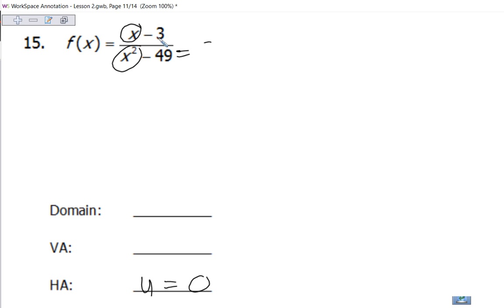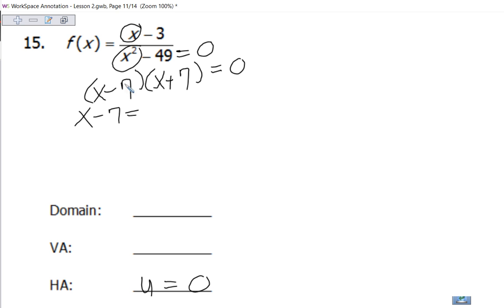Set the denominator equal to 0, and yes, that's a difference of squares. And when you square root those, what's the square root of x squared? So I have x and x, one is a minus, the other is a plus, and what's the square root of 49? 7. So x minus 7, x plus 7. And what do we do next? Set them equal to 0, so x minus 7 equals 0, x plus 7 equals 0.